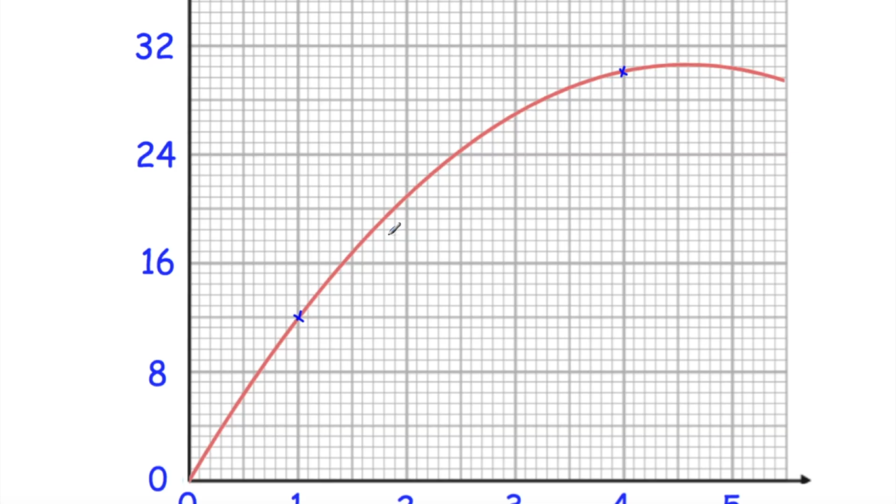We're going to join up those points with a chord, and then we're going to work out the gradient of the chord, and that'll tell us the average rate of change between 1 and 4. In terms of this question, that'll be the average speed, because the average rate of change of distance is the speed.